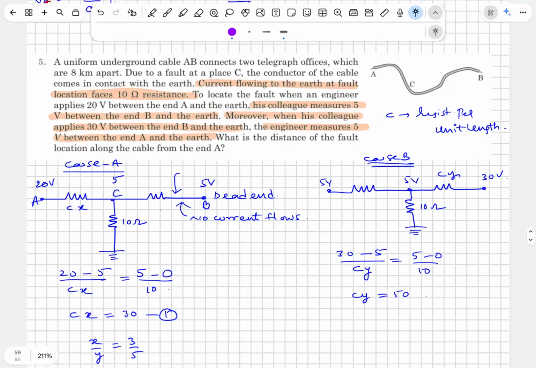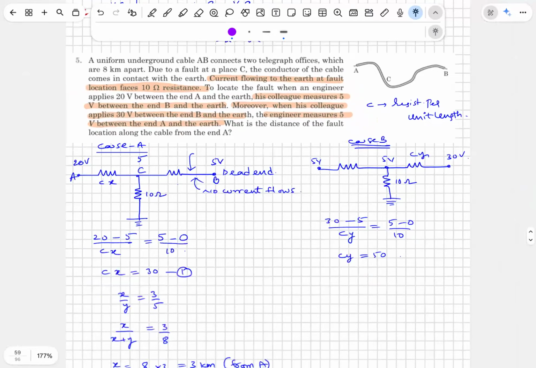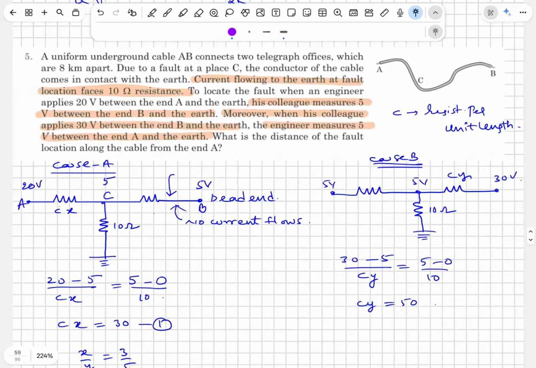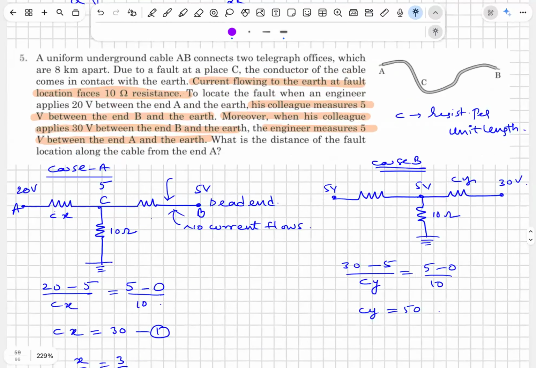Next question, just see, this is not a physics question. It is strictly an English language question. Please go through the question. A uniform underground cable AB connects two telegraph offices which are 8 kilometers apart.